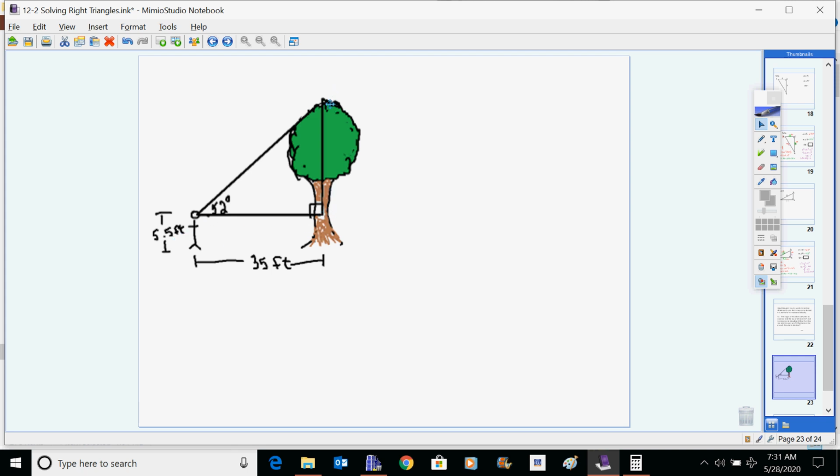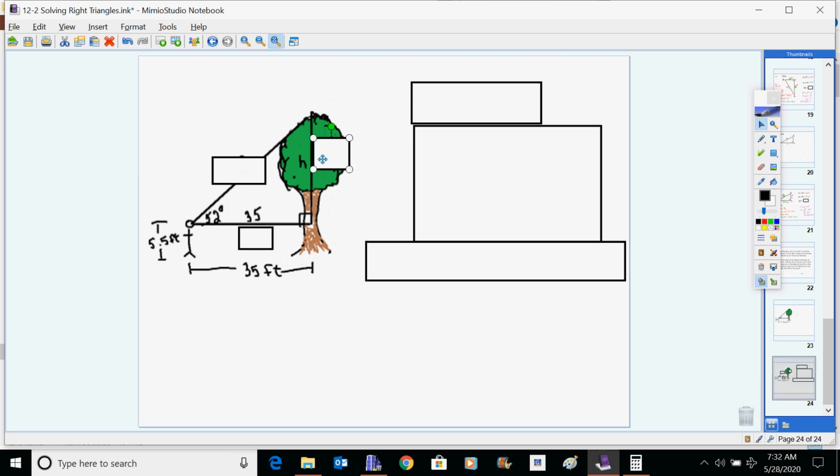And you want to find the height of the tree. The height, though, is not going to be just this piece. It's going to be this piece plus the 5.5 feet. But we want to find this piece of the right triangle first, because bringing the angle down here would be difficult and unnecessary. So we're trying to find the height. We still need to label our opposite and our adjacent and our hypotenuse. Our opposite is this H. There's the adjacent. And here's the hypotenuse. 52 degrees.